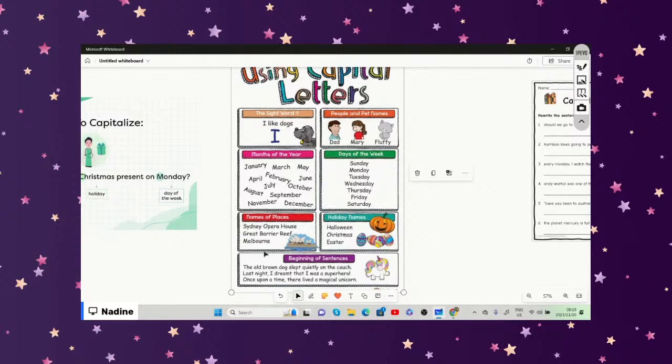New York, Canada, South Africa. Holiday names like Christmas and Halloween and Easter, we need to capitalize it. And always we capitalize the start of a sentence. So these are our rules when it comes to capitalization. Not even rules, but this is what you capitalize.